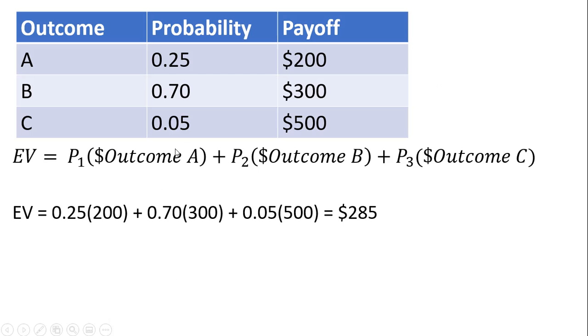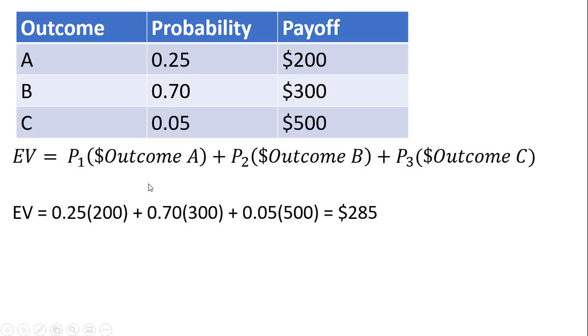So here's a numerical example. We've got an investment. There's a 25% chance that this investment will pay off $200, a 70% chance that it'll pay off $300, and a 5% chance it'll pay off $500. So 3 possibilities here. You'll notice that the probability here in this middle column sums to 1, so the probabilities of all these outcomes sum to 1.